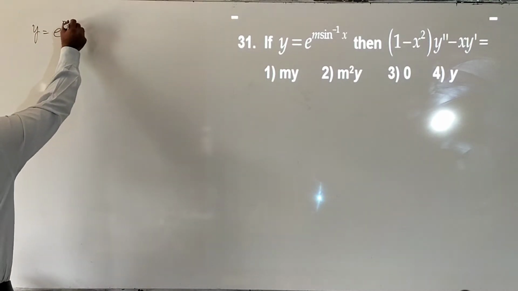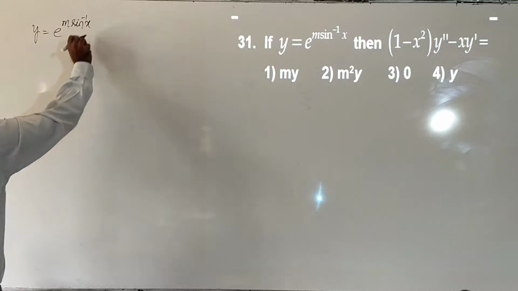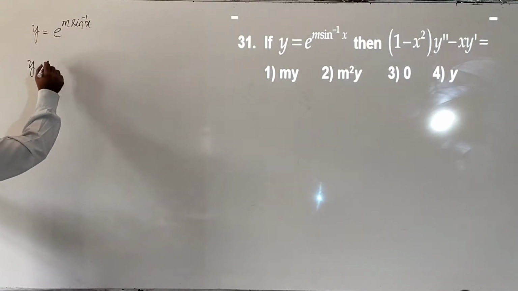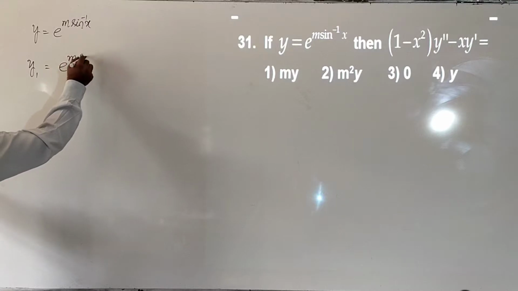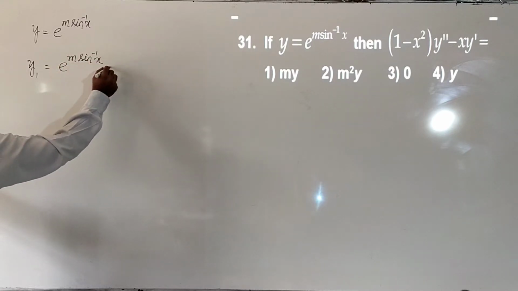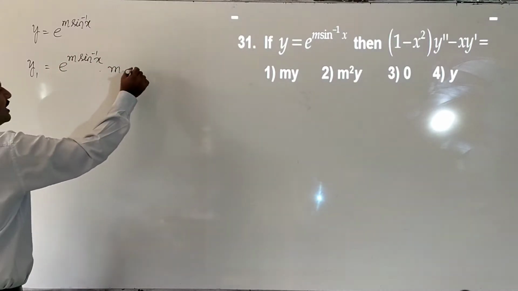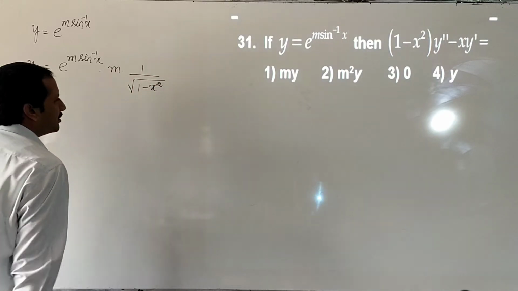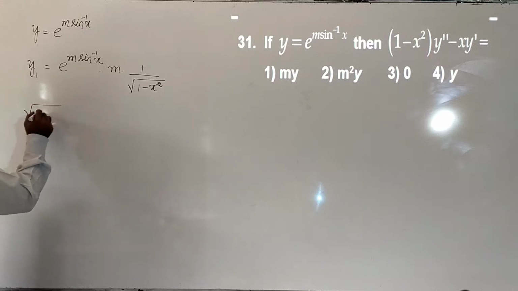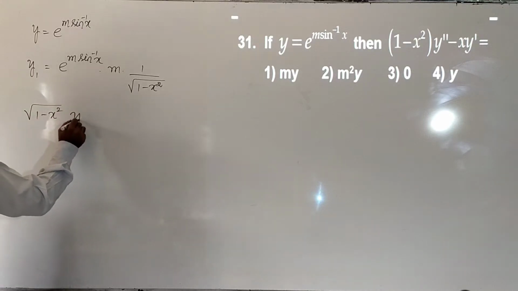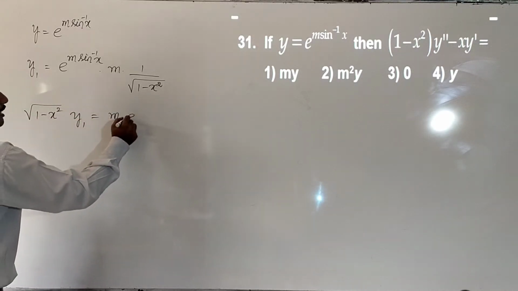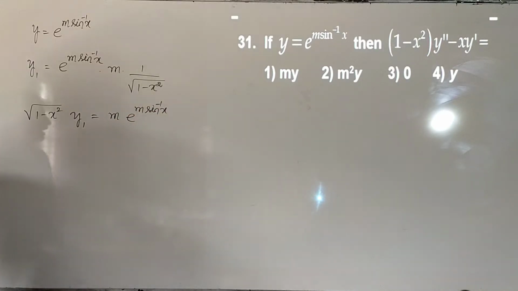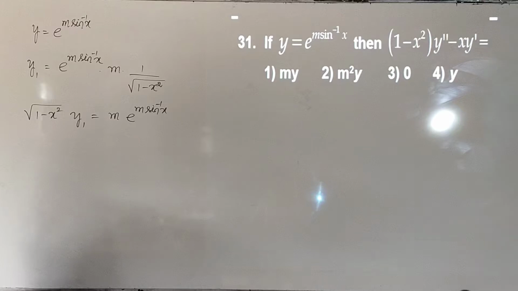y is equal to e power m sin inverse x. Let us differentiate once. y1 is equal to e power m sin inverse x into m into the derivative of sin inverse x, which is 1 by root of 1 minus x square. Cross multiply. Root of 1 minus x square into y1 is equal to m into e power m sin inverse x. Again, we shall differentiate it with respect to x.